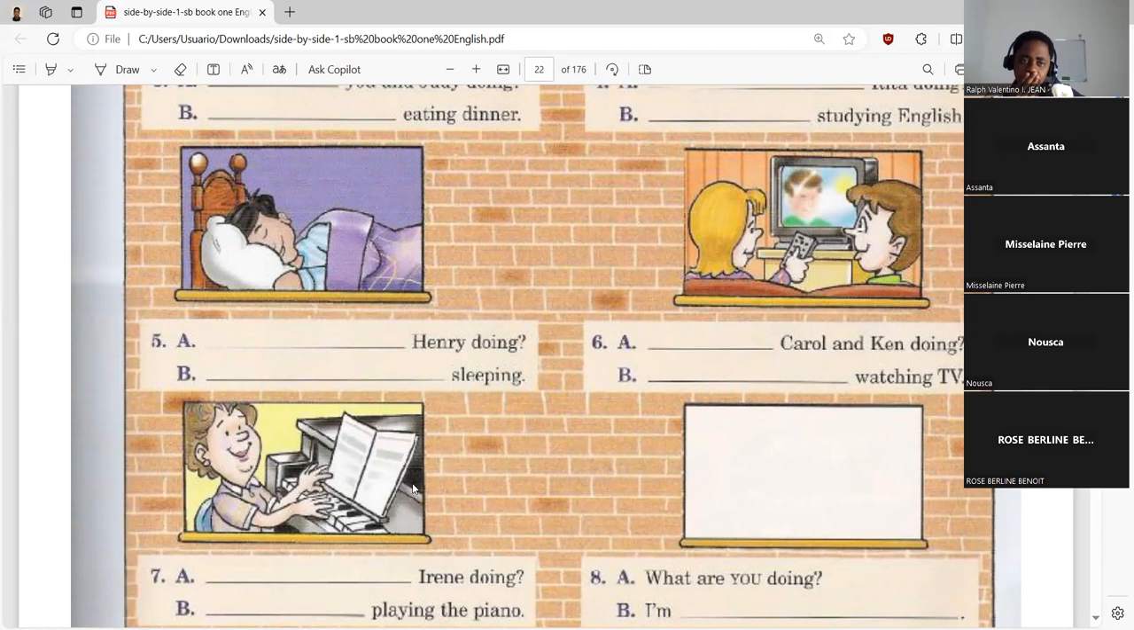Six. What are you? Non, tu as deux personnes. Si pas gen moun, wap di you. Mais là, gen deux moun déjà, gen Carol, gen Ken. Donc, what are Carol and Ken doing? La réponse. They are watching TV. TV, okay. Continue, Asunta, number 7.